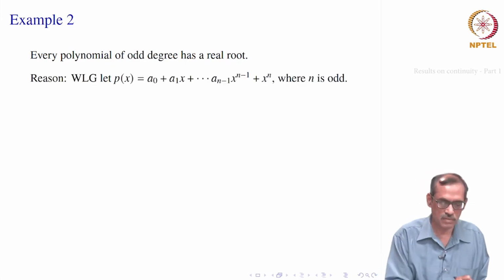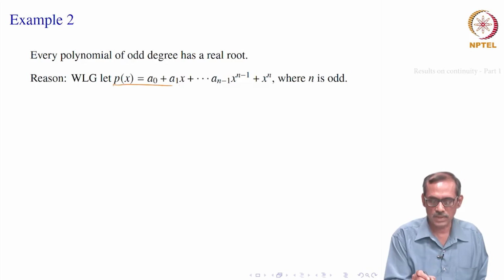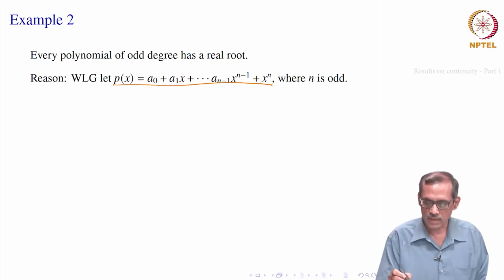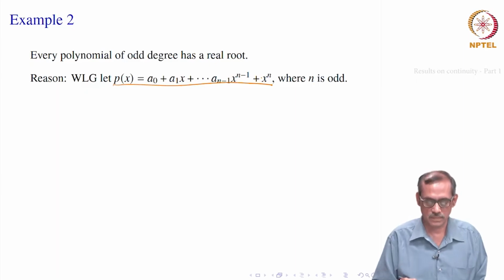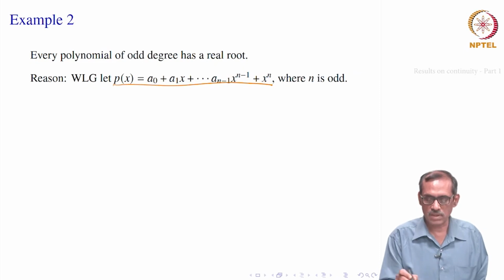So, how do we proceed? We start with a polynomial, say p x equal to this. Now, here we have made the coefficient of x to the power n as 1. There is no loss in generality, because anyway we are interested in finding a root. If this has a root, then the general one also will have a root, because we are just dividing by the leading coefficient, since it is of degree n, so it is non-zero. That really does not matter. So, let us assume that p x is in this form, where the coefficient of x to the power n is 1 and n is odd.